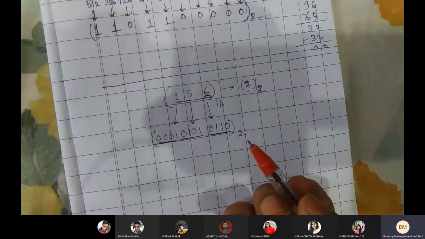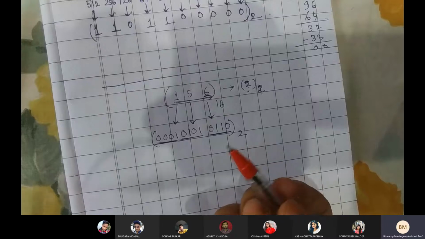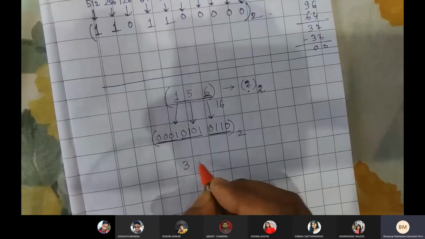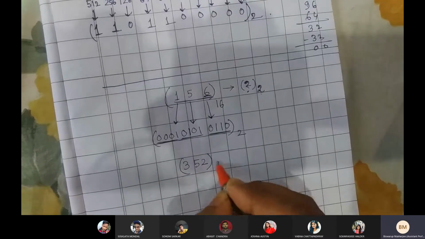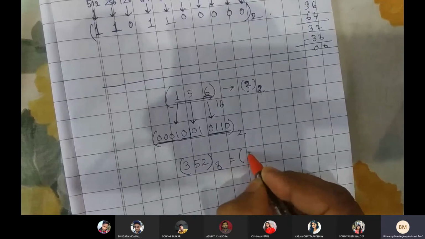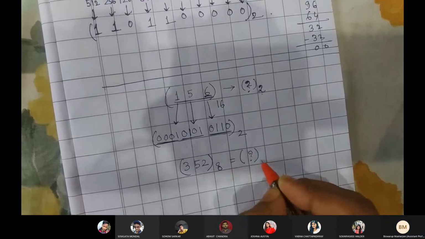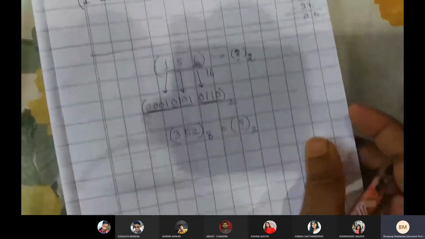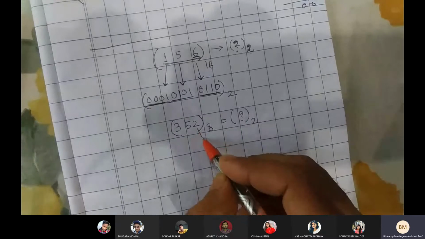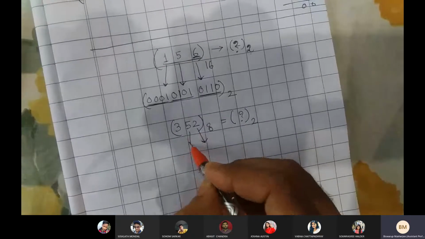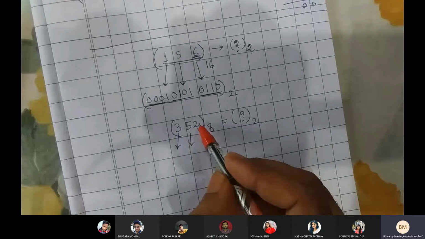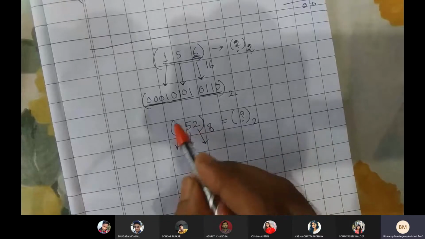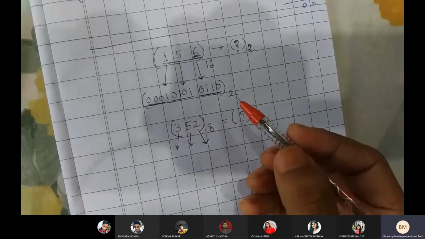Similarly, if a number is in octal, suppose we have an octal number like 352, and we want to convert it into binary directly, how can we convert that? Again the process is the same, but this time these numbers should be converted into 3-bit binary.